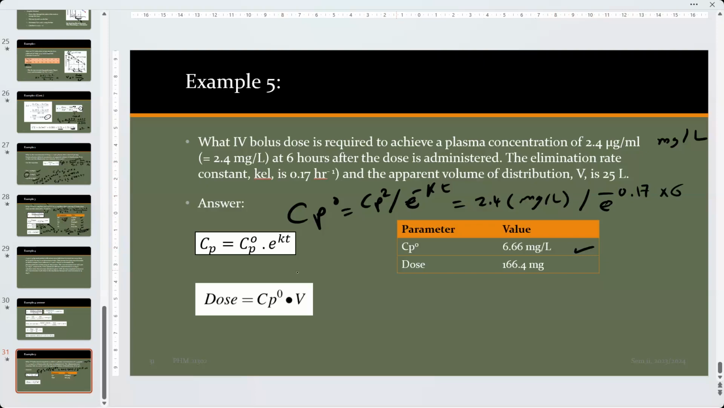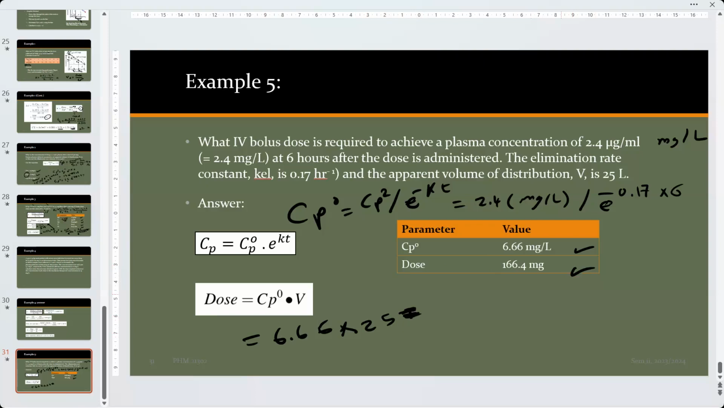If you get this value, then you can calculate the dose required should be equal to Cp naught, which is 6.66 milligram per liter, times volume of distribution, which is given in the problem as 25 liters. Then should be equal to this value. Those should be given 166.4 milligrams in order to achieve this concentration 6 hours after administration of the dose.